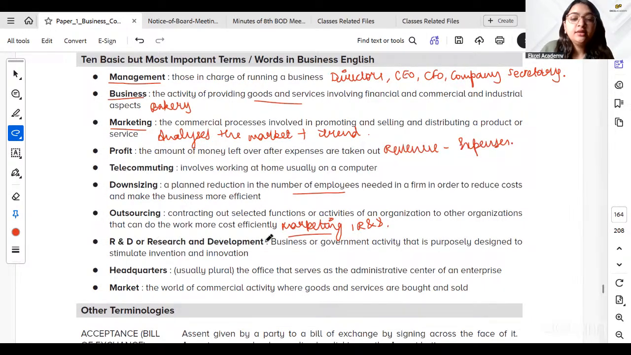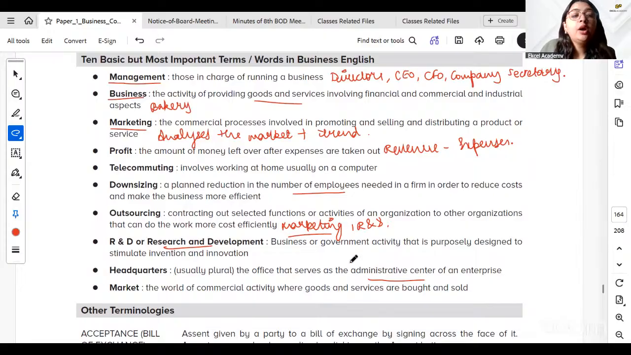Then you have your R&D, a business or government activity that is purposely designed to stimulate invention and innovation, right? This is specifically there in your universities, wherein you have a separate department for research itself. Headquarters is the office that serves as the administrative center of an enterprise, right? So let's say, for example, we were taking the example of Reliance, right? So Reliance, let's say the headquarters is in Mumbai, right? But it is functioning across the country, right? So any company may function across countries or across continents, but it will have a headquarter where it primarily functions from. And then market is the world of commercial activities where goods are bought and sold.